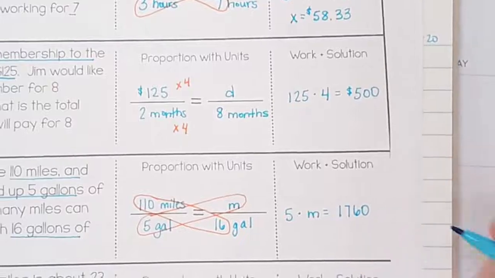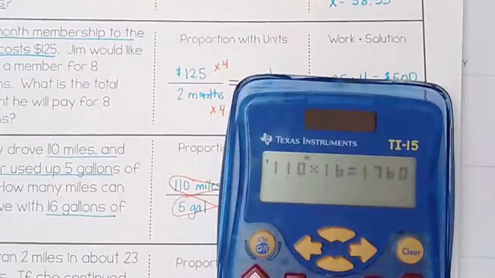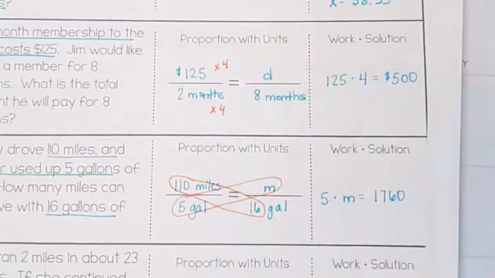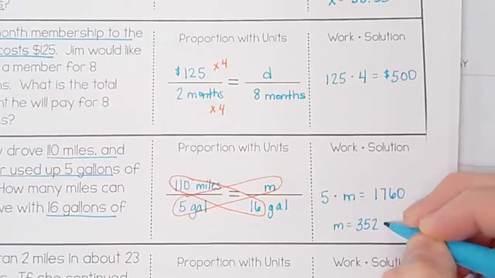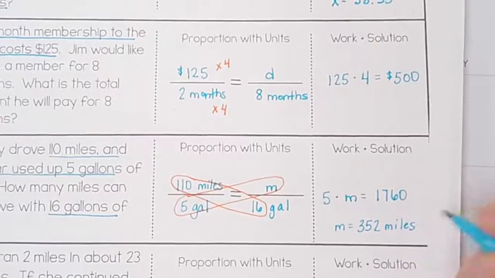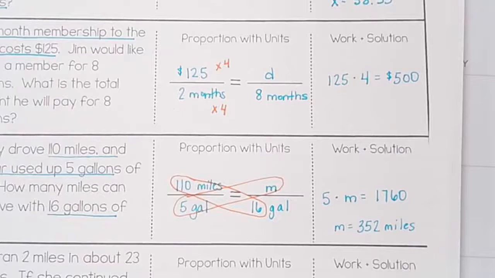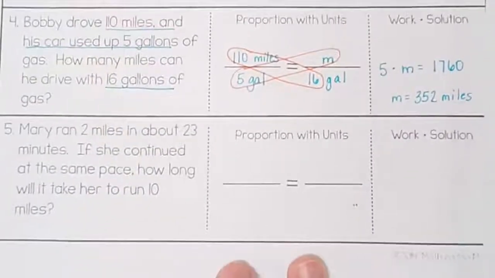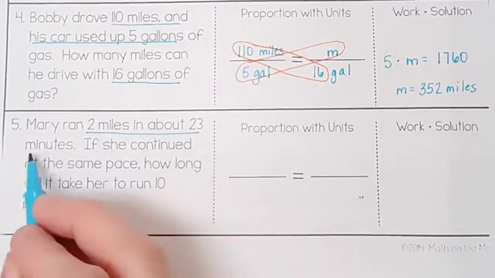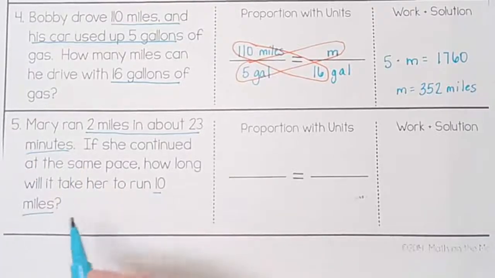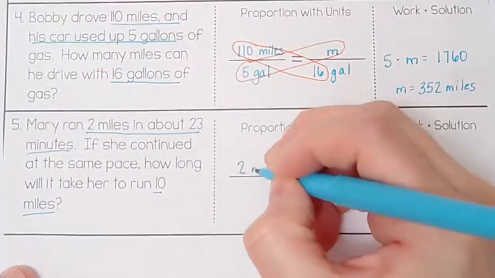Okay. All right, next one. Last one. Mary ran 2 miles in about 23 minutes. If she continued at the same pace, how long will it take her to run 10 miles? Okay, so let's figure out what goes together. So I've got this 2 miles in 23 minutes. So miles on top, minutes on the bottom, and the other side, this 10 miles needs to go with the miles, so it has to go on the top. And then down here would be what I'm looking for.